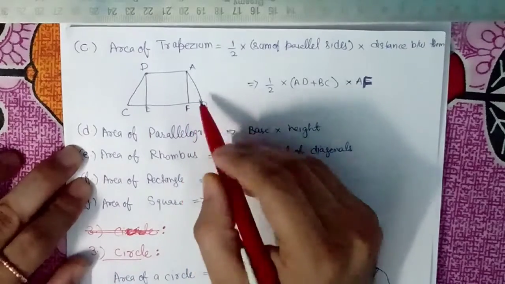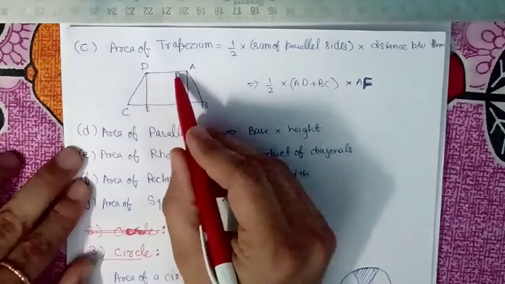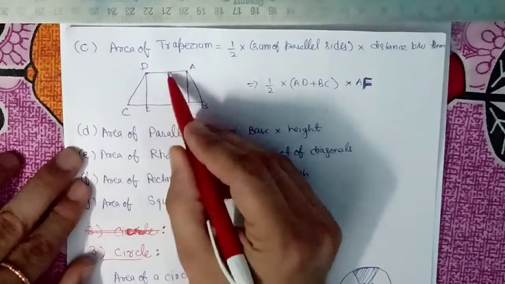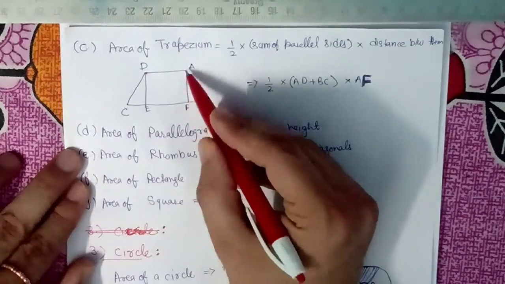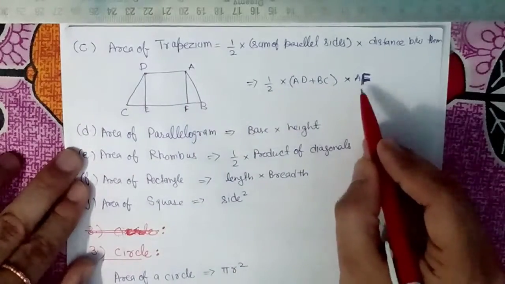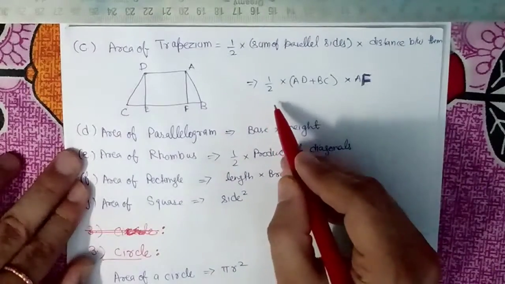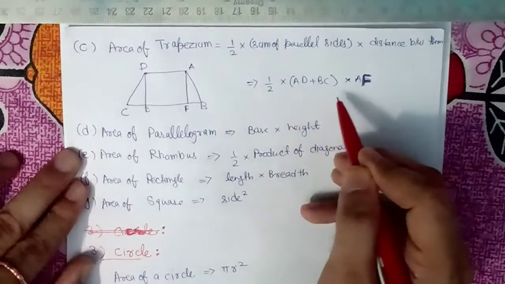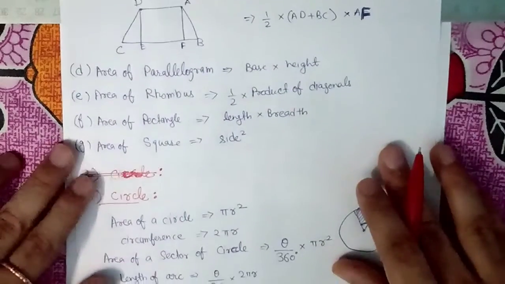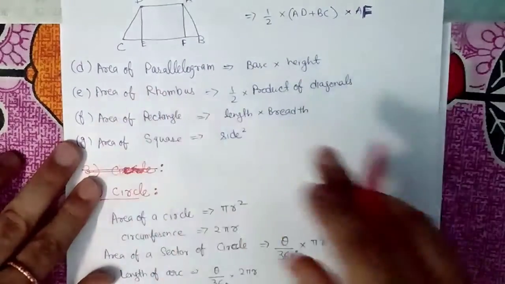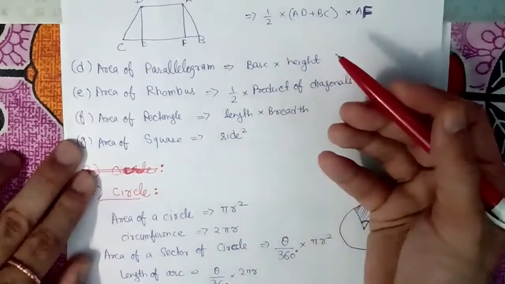So here 1 by 2, the sum of the parallel sides into the distance between those sides, into AF, will give you the area of a trapezium. Straight questions are asked in various competitive exams, so please remember this formula. Now we have the area of a parallelogram. Area of a parallelogram is simply base into height.